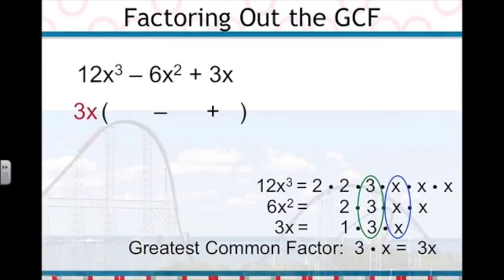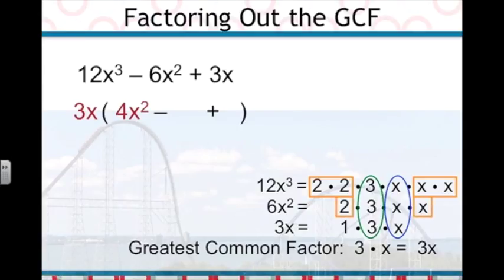The first term is formed by multiplying the leftover factors from the 12x cubed. Notice that after we take out the factors that make the GCF, we have a 2, another 2, an x, and another x. If we multiply these all back together, we get 4x squared, which we put in as the first term in our parentheses.